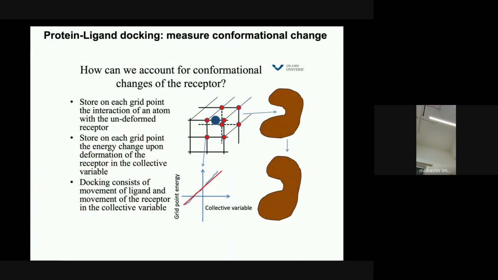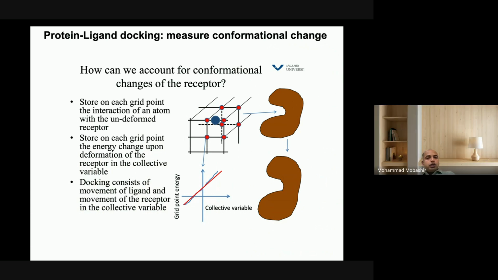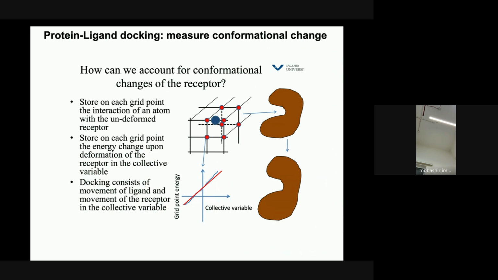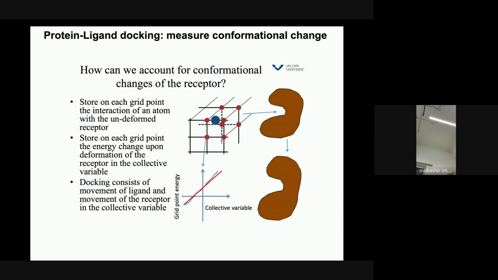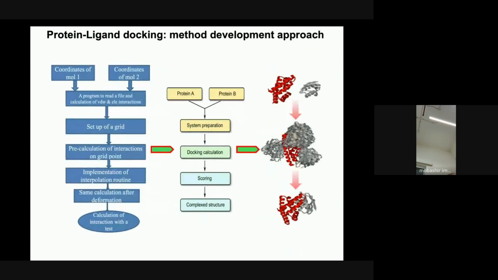Now, how can we account for conformational changes of the receptor? On each grid point, the interaction of an atom with the undeformed receptor is stored. The energy changes upon deformation of the receptor in the collective variable. Docking consists of the movement of the ligand and the movement of the receptor in the collective variable. Then go for interpolation each time, as can be seen in the figure.